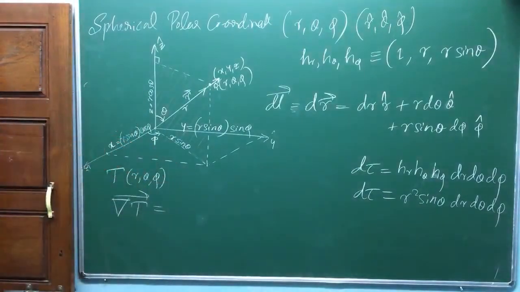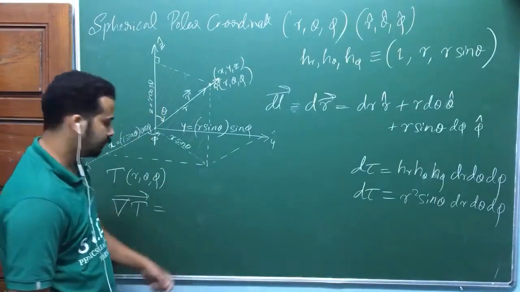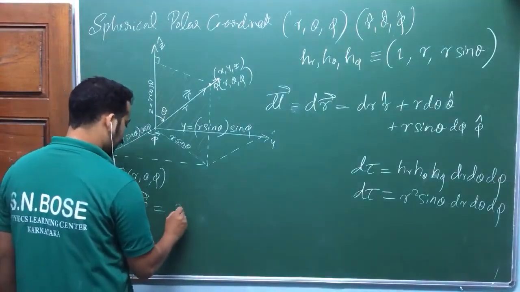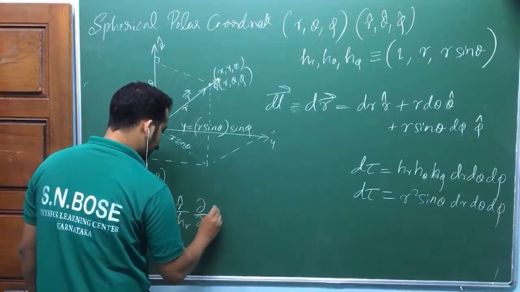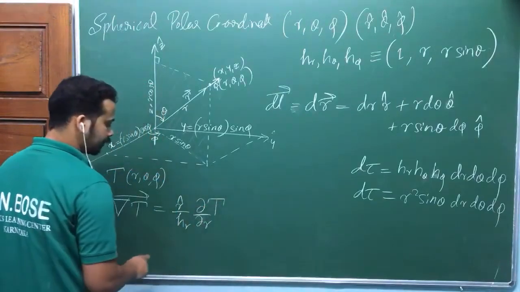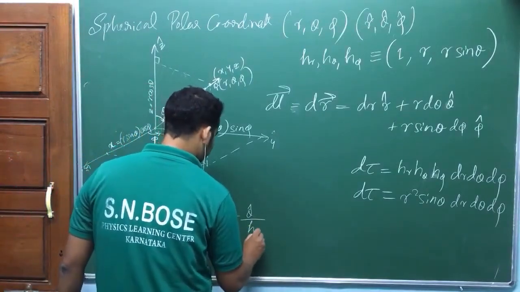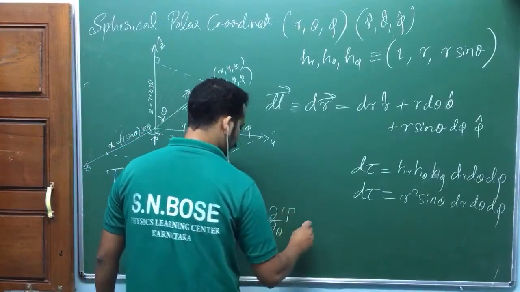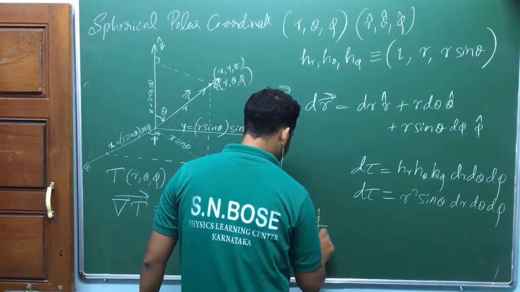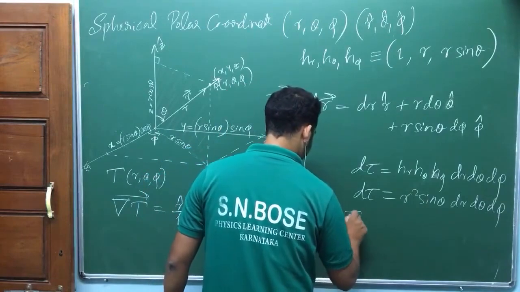How have we written it? E1 cap divided by H1, isn't it like that? E1 cap divided by H1. So here r cap divided by HR, can I write like this? ∂/∂r of t, this is 1 actually, plus theta cap divided by H theta, ∂/∂theta of t, plus phi cap divided by H phi, ∂/∂phi of t again.